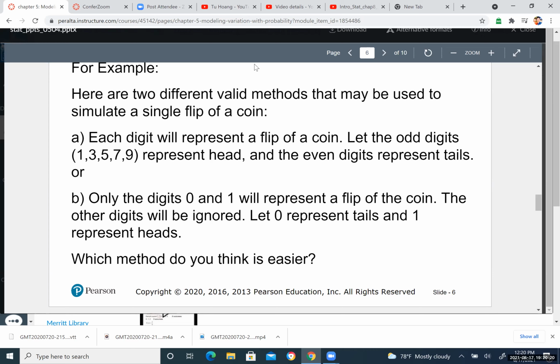Based on this example, each digit will represent a flip of a coin. The odd digits represent heads: 1, 3, 5, 7, 9, then they stop, so that means 5 trials. Then the even digits represent the tails: 2, 4, 6, 8, and 10, another 5, because they stop at 9 for odd. So the total number of tries in this case is 10.